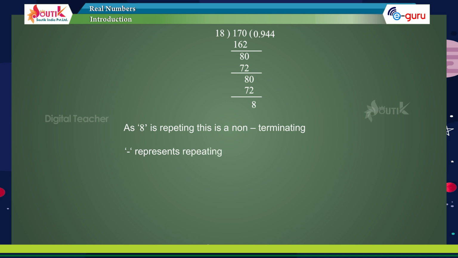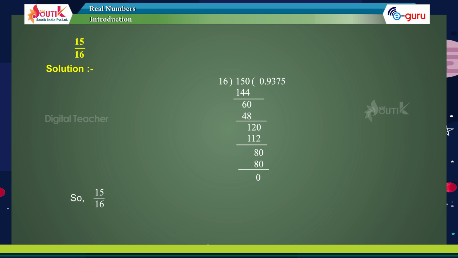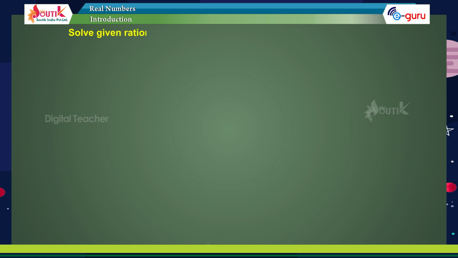The repeating digit is represented with a bar. So, 17 by 18 equals 0.9444, with a bar on the 4, which is non-terminating. Next, 15 by 16. Solution. Given 15 by 16, 15 by 16 equals 0.9375, which is terminating.